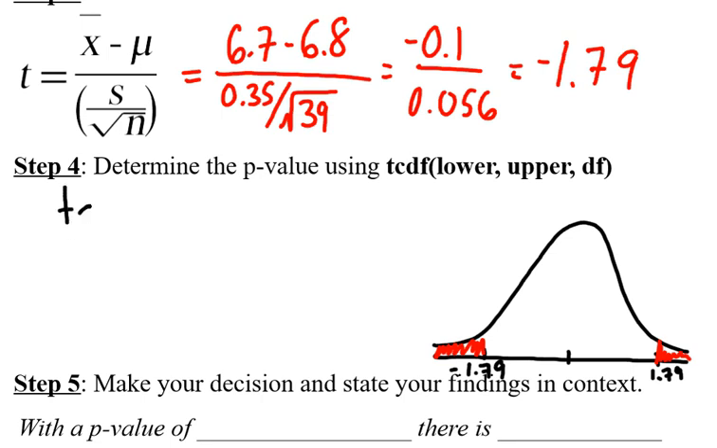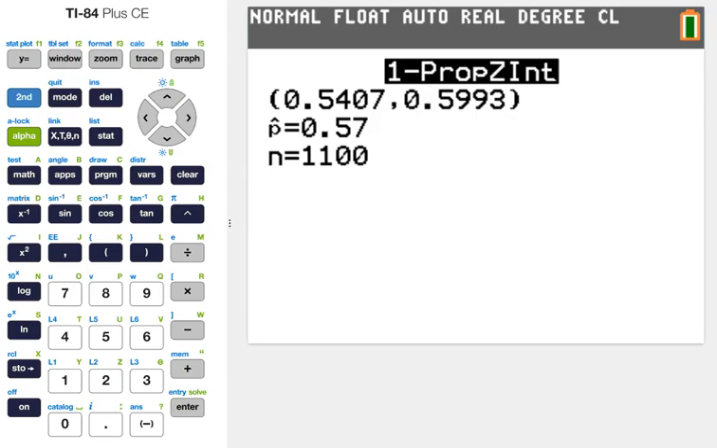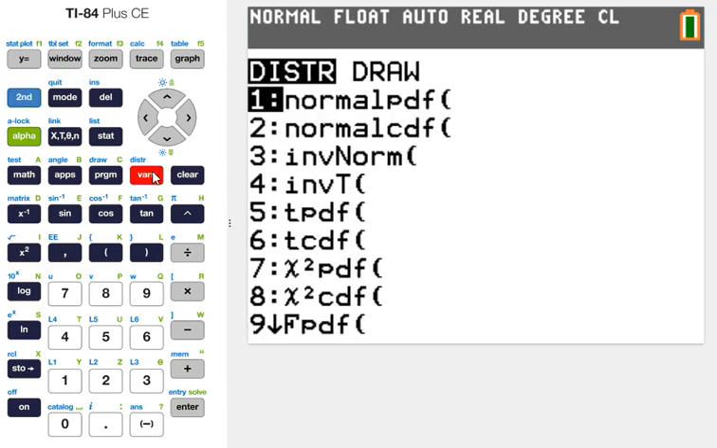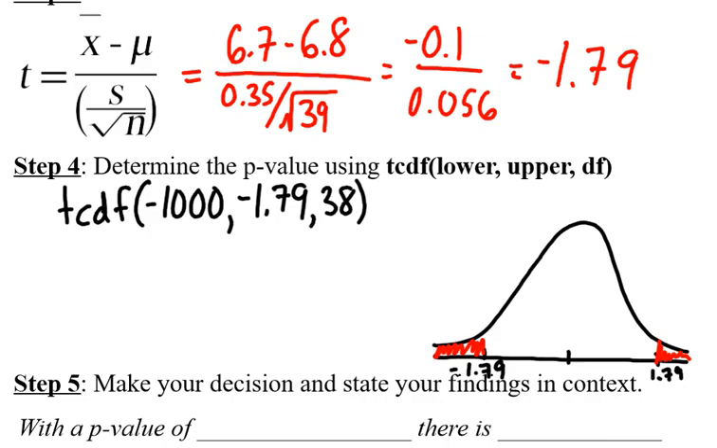So t-CDF, I'll do the lower one, negative 1,000 up to negative 1.79, degrees of freedom. There were 39 in my sample, so 38 degrees of freedom. Grab a calculator and run it. So t-CDF, lower is fine. Upper was negative 1.79. Degrees of freedom was 38, I believe. Let's check it. Yep.